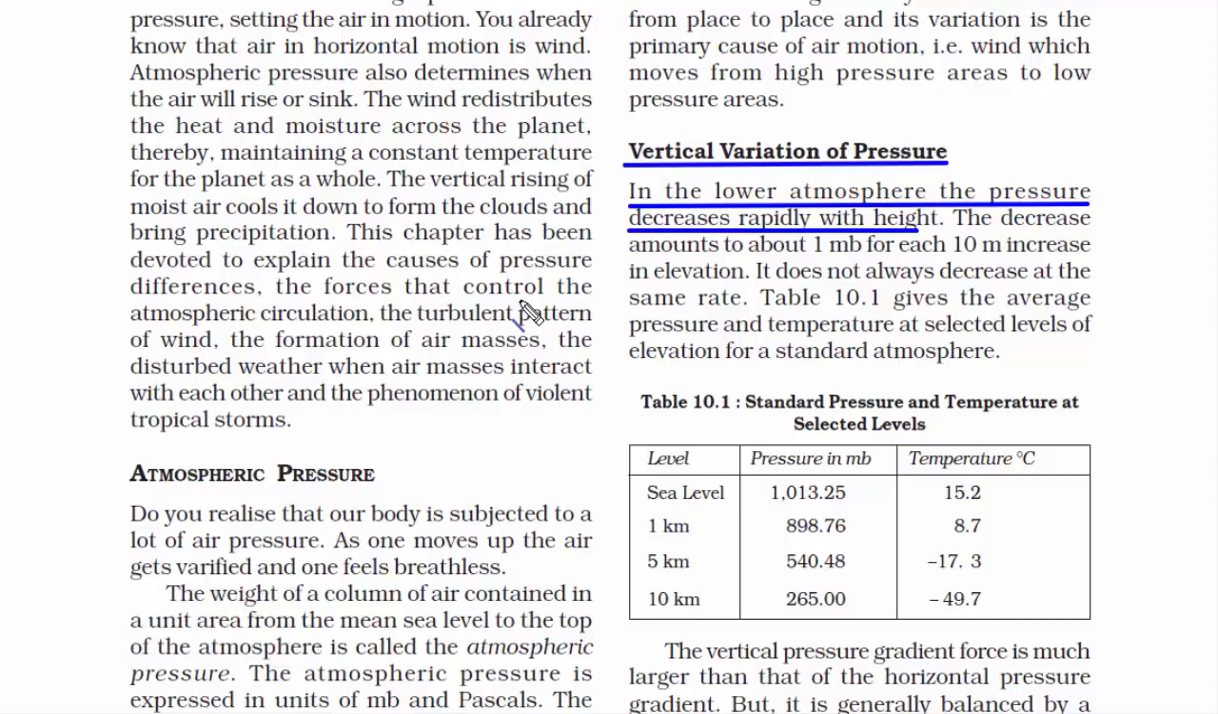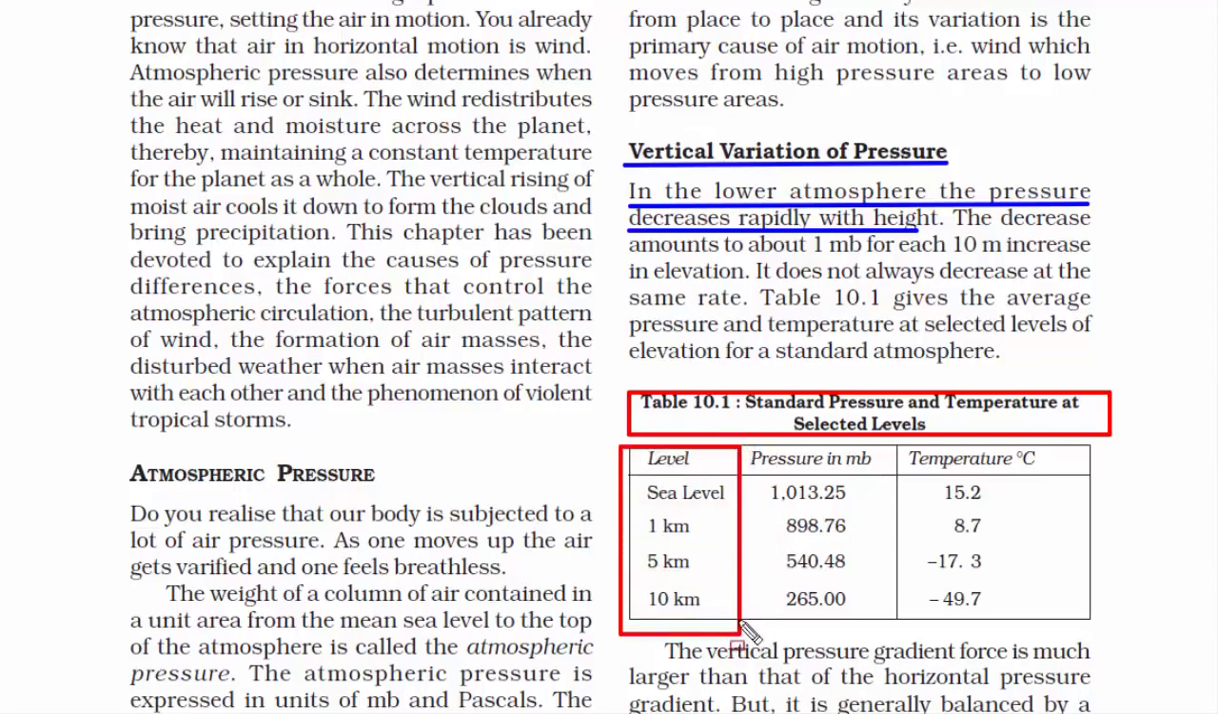Now when you look at table 10.1, on the left side you have the column which shows height from sea level, that is the ground level. It goes up to 10 kilometers, that is the end of the troposphere. Next to it is the column with pressure, and again next to it you see the column which represents temperature. It clearly tells you that as the temperature increases, the pressure increases. When the temperature decreases, the pressure also decreases.